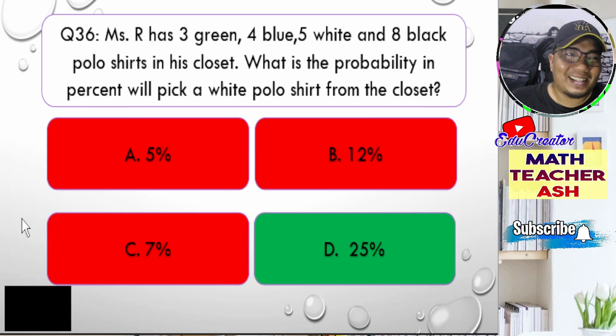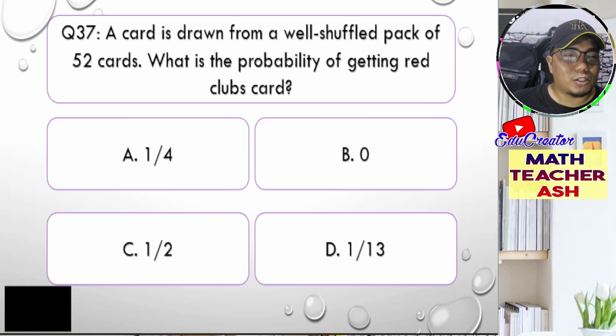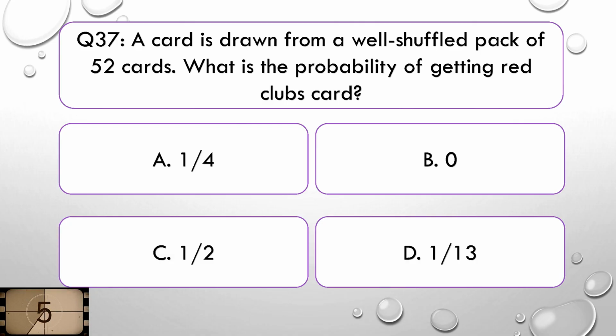Alright, easy, right? Now, let us go to question number 37. A card is drawn from a well-shuffled pack of 52 cards. What is the probability of getting a red club's card? Is it A, 1/4, B, 0, C, 1/2, or D, 1 over 13? I'll give you 5 seconds to think about your answer.